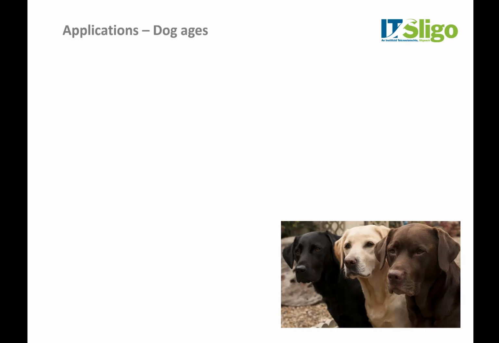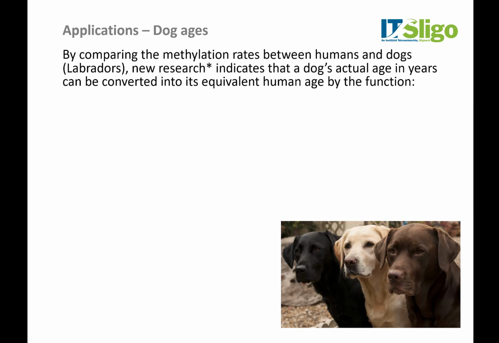So one of the practical applications, I'm big into dogs myself, so I found this research fascinating. Just last year, or 2 years ago, they found this new way of aging dogs. The study was based on Labradors, but they think it applies across most dog breeds. A lot of people say a dog year is equal to 7 human years. It's not like that at all.